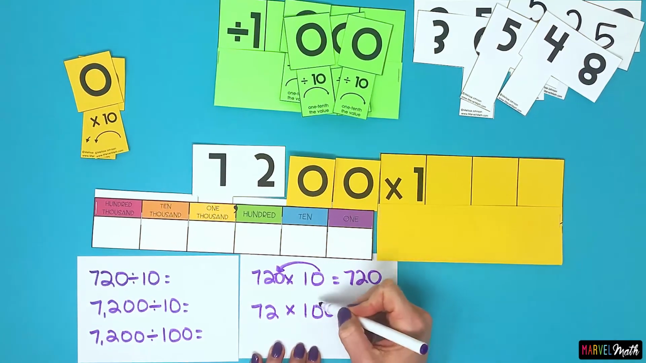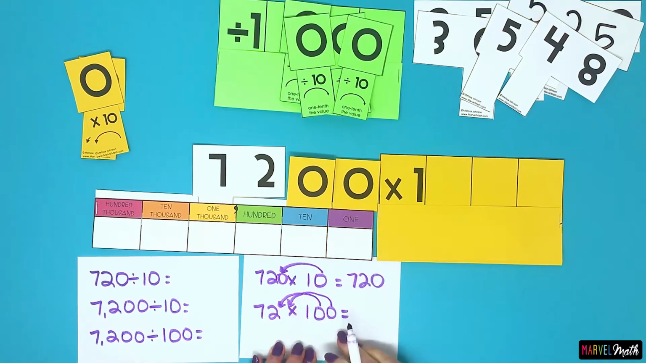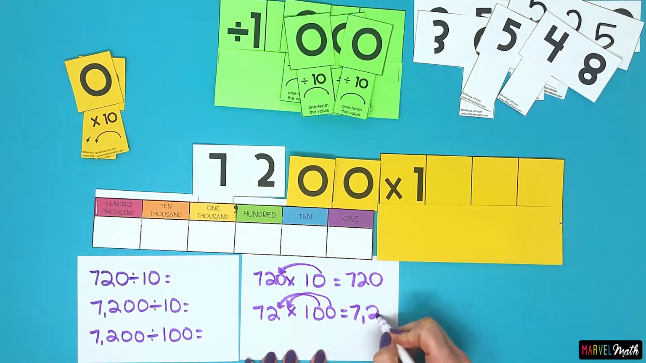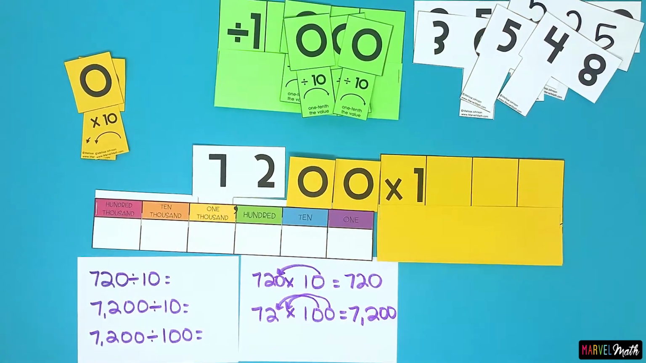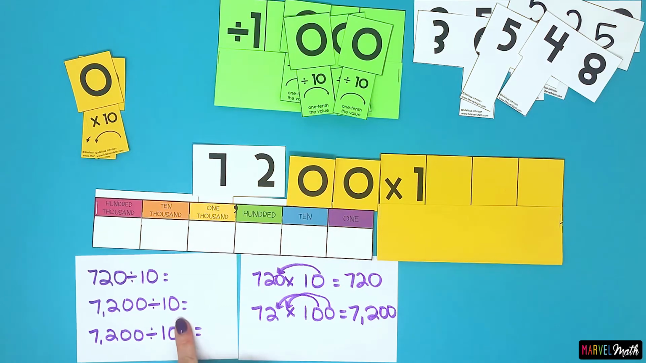And down here to connect it, I am putting in these zeros in order to shift these digits over 2 places on my place value chart. And the new product is 7,200. So let's go ahead and connect it to division.